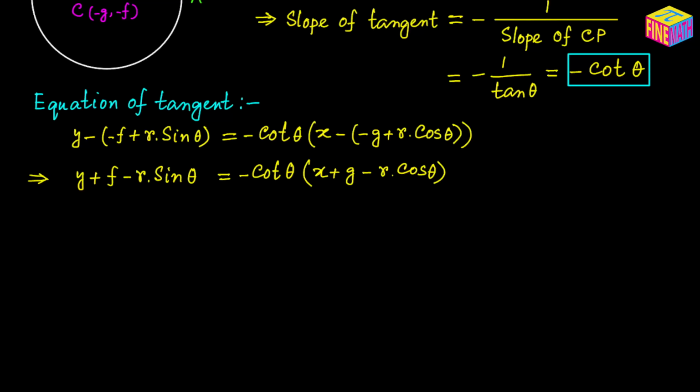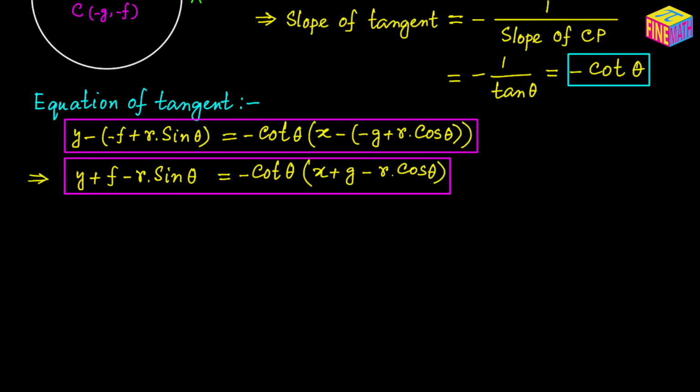If we remove the inner parenthesis, the equation is going to look like this, and that is the equation of the tangent line. Whichever form is easier to remember for you, feel free to remember it that way, but that will be the equation of the tangent line for a circle whose equation is x squared plus y squared plus 2gx plus 2fy plus c equals 0, and the slope of CP is equal to tangent of theta.